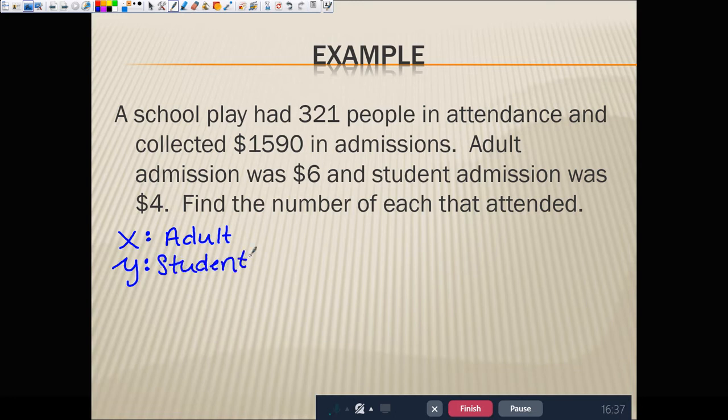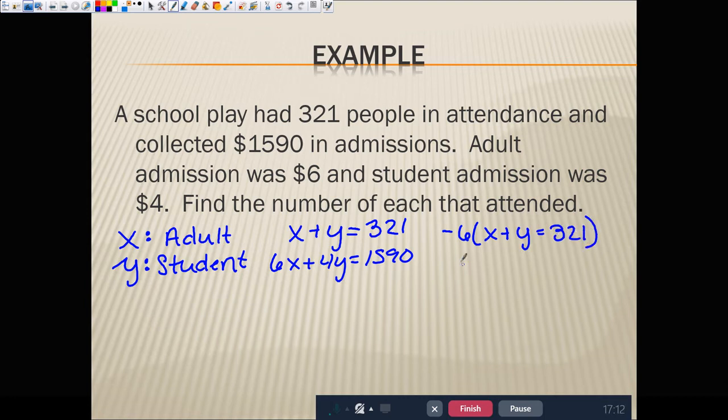Okay, so if I'm looking for total amount, I can add up my X plus my Y and equal my total amount of attendance, 321. Then I'm gonna do money next, so that's gonna be 6X plus 4Y equals 1,590. Okay, so now what do I need to do? Do I have opposites? No, but I can create one by multiplying the top by negative 6. So it'll be negative 6x minus 6y equals negative 1,926.